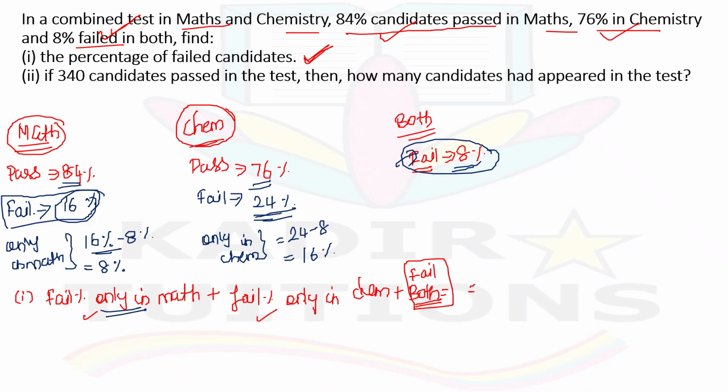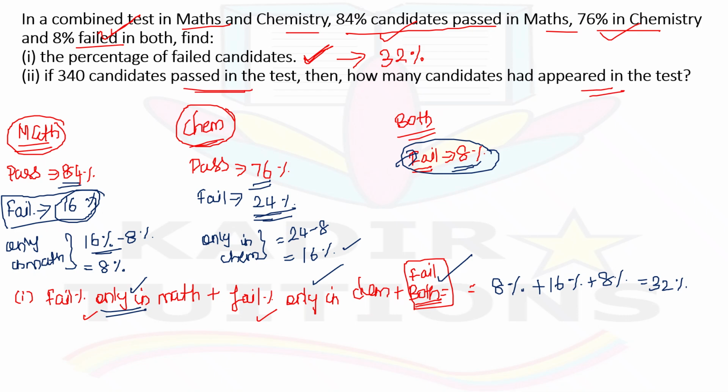So we got all the information now, right? For the first question, what information did we need to know? Fail only in math. Yes, that we have: 8 percent. The next one is fail percentage only in chemistry, that we got as 16 percent. And failed in both subjects we also know. Just add all those things: 8 percent plus 16 percent plus 8 percent. So 16 plus 16, which is nothing but 32 percent. This is the answer for our first question. So the percentage of failed candidates is 32 percent.